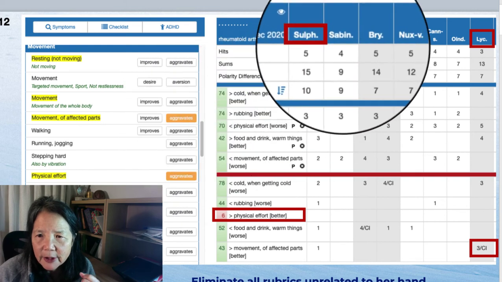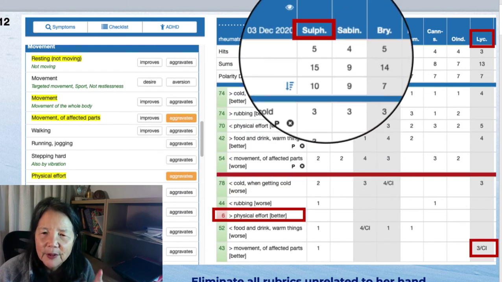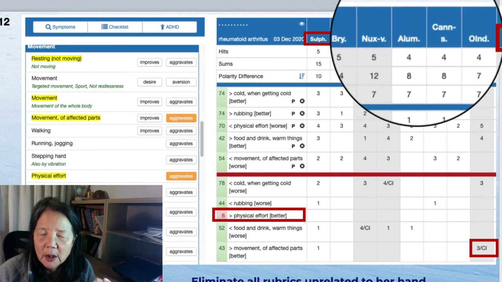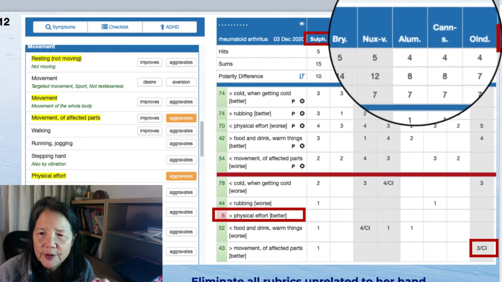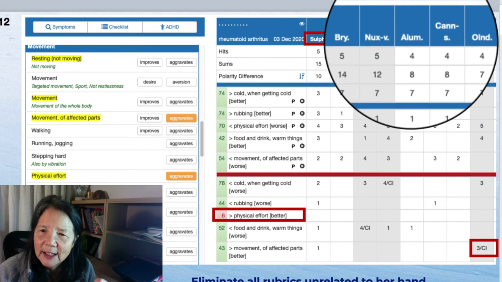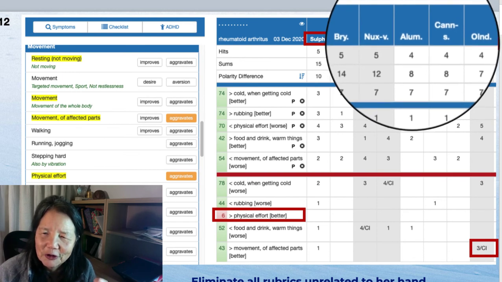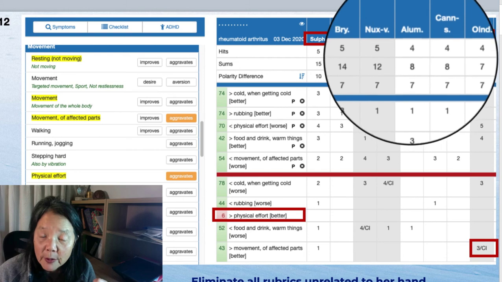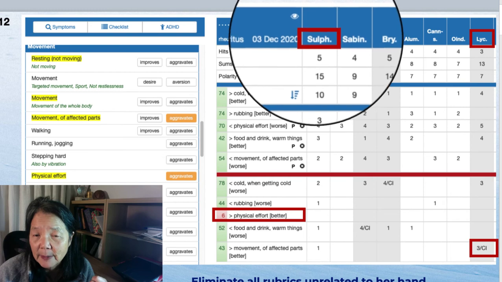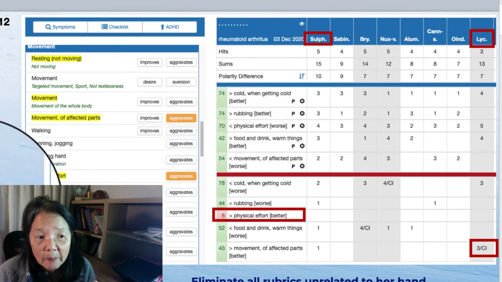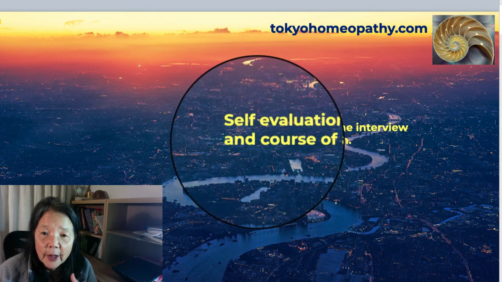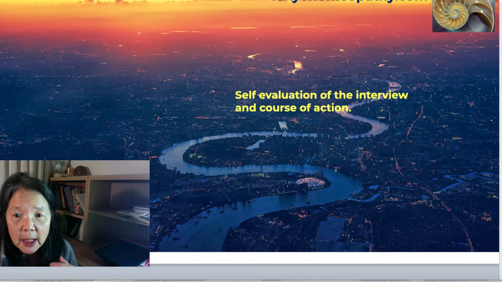And Sabina, I checked it out. I know this. It's all about hormones. It's a very hormonal remedy. Lumina is a very unsure of herself kind of person. This patient is very, in a way, very sure of herself. She's done a lot of things all by herself under very bad circumstances. None of these remedies make sense except for sulfur. And I've used sulfur with her before. Okay, so I'm going to now self-evaluate.